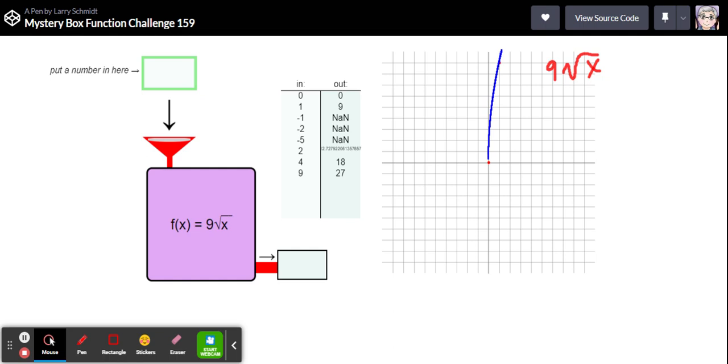Well, how did that go for you? Did you figure out that was a square root function? Let me know.